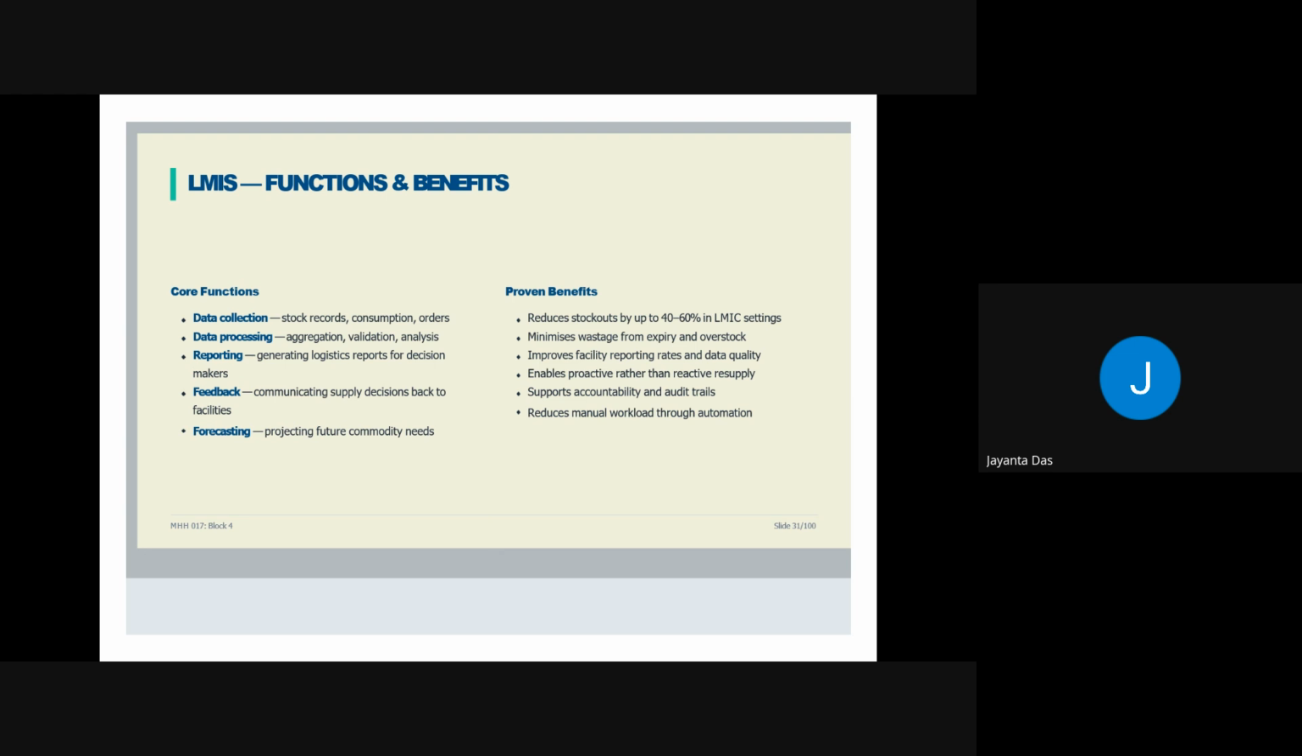So LMIS functions and benefits. The core functions are data collection regarding stock, records, consumption, orders; data processing, aggregation, validation, analysis; reporting, generating logistic reports for decision makers; feedback, communicating supply decisions back to the facilities; and it helps in forecasting by projecting future commodity needs. And a proven benefit is that it has reduced stockouts by up to 40 to 60% in LMIC settings.